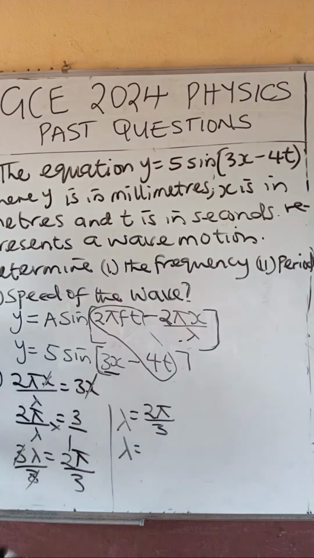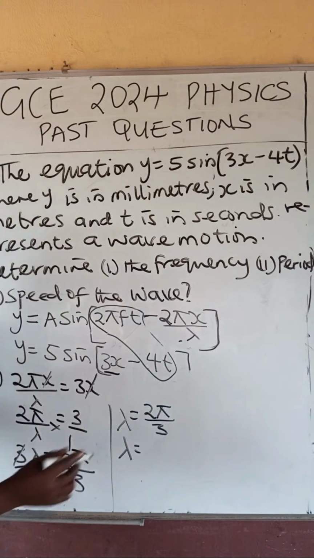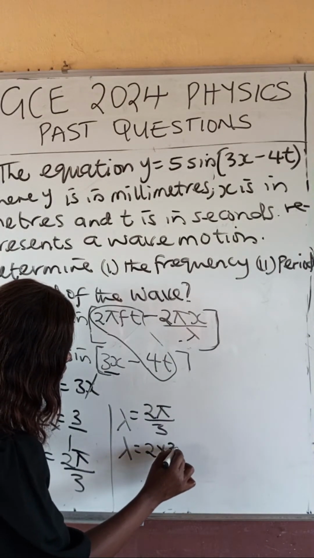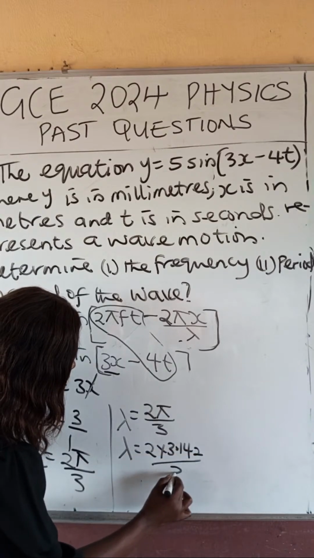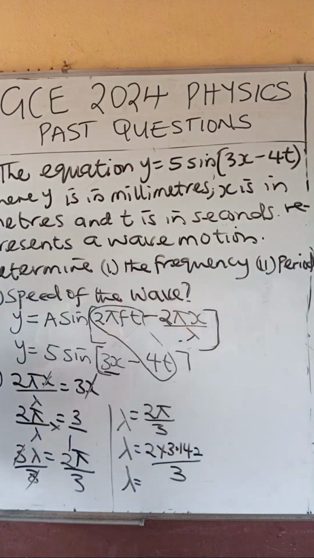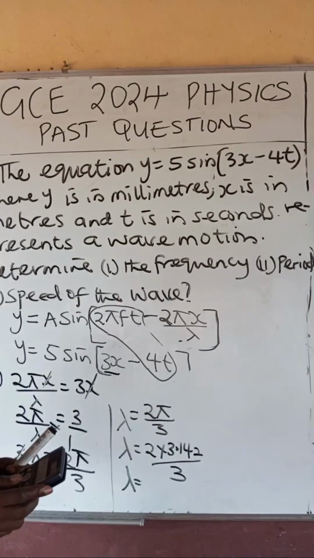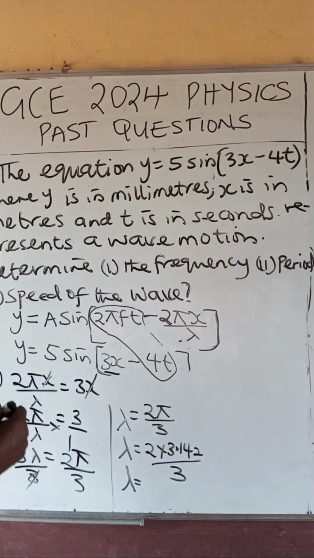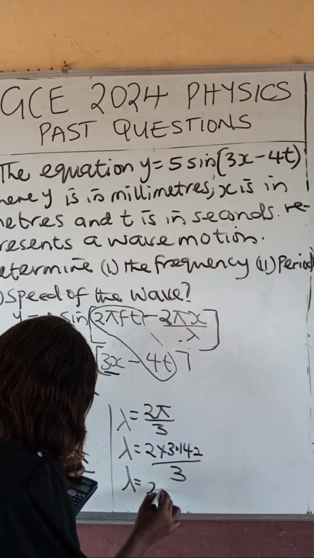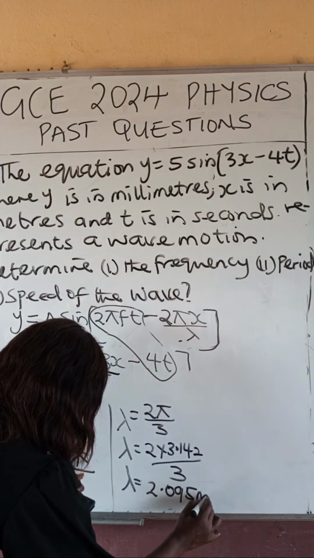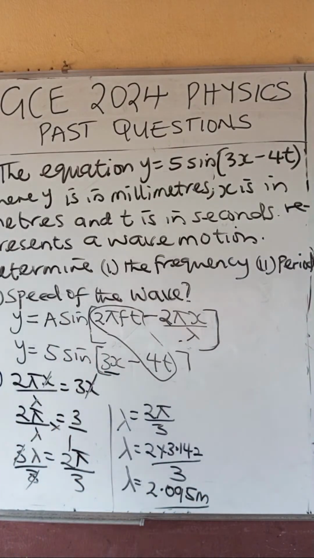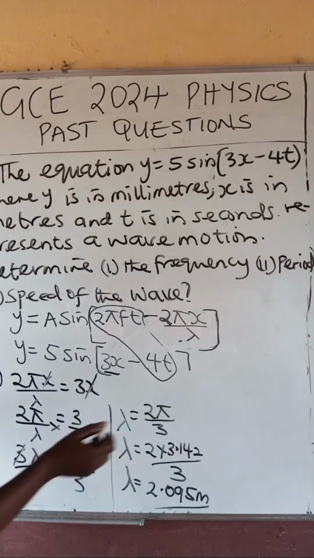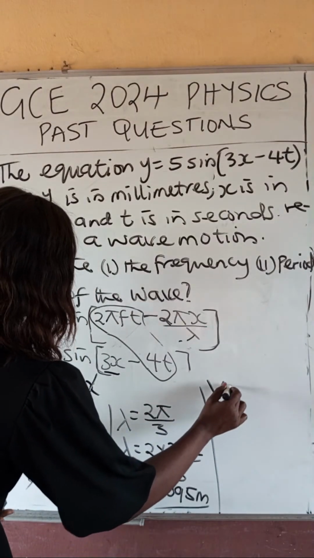Okay? We already know that pi is 22 over 7 or 3.142. So this is 2 times 3.142 over what? 3. Now let's work it out. 2 times 3.142 divided by 3. I have 2.095 meters. Okay? This one is just my wavelength.